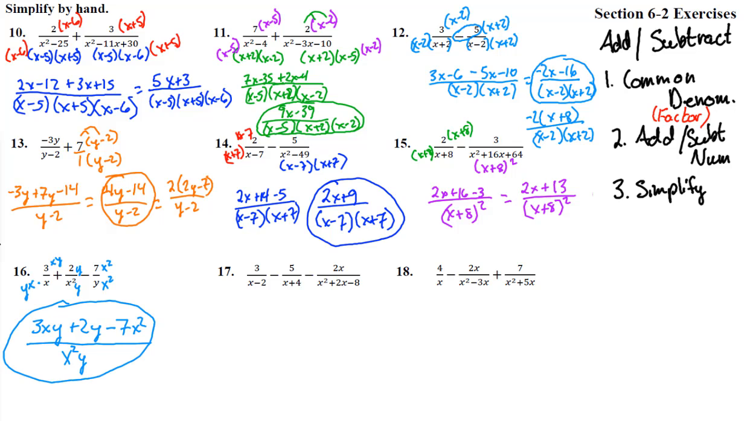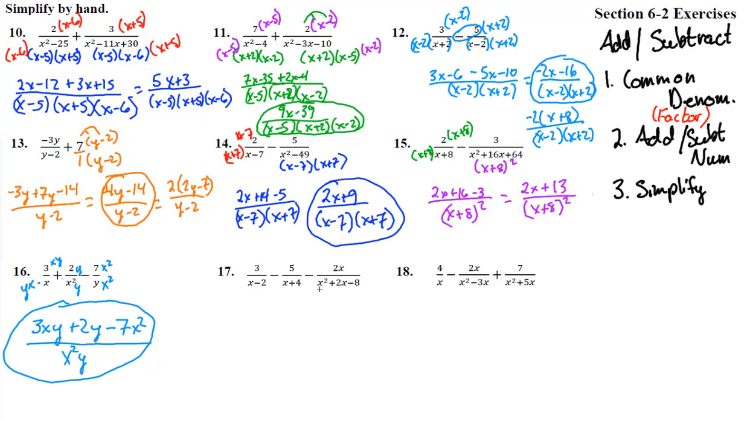All right, number 17. 3 over x minus 2 minus 5 over x plus 4 minus 2x. Oh, got a couple of minus signs in here. Got to be careful with those.